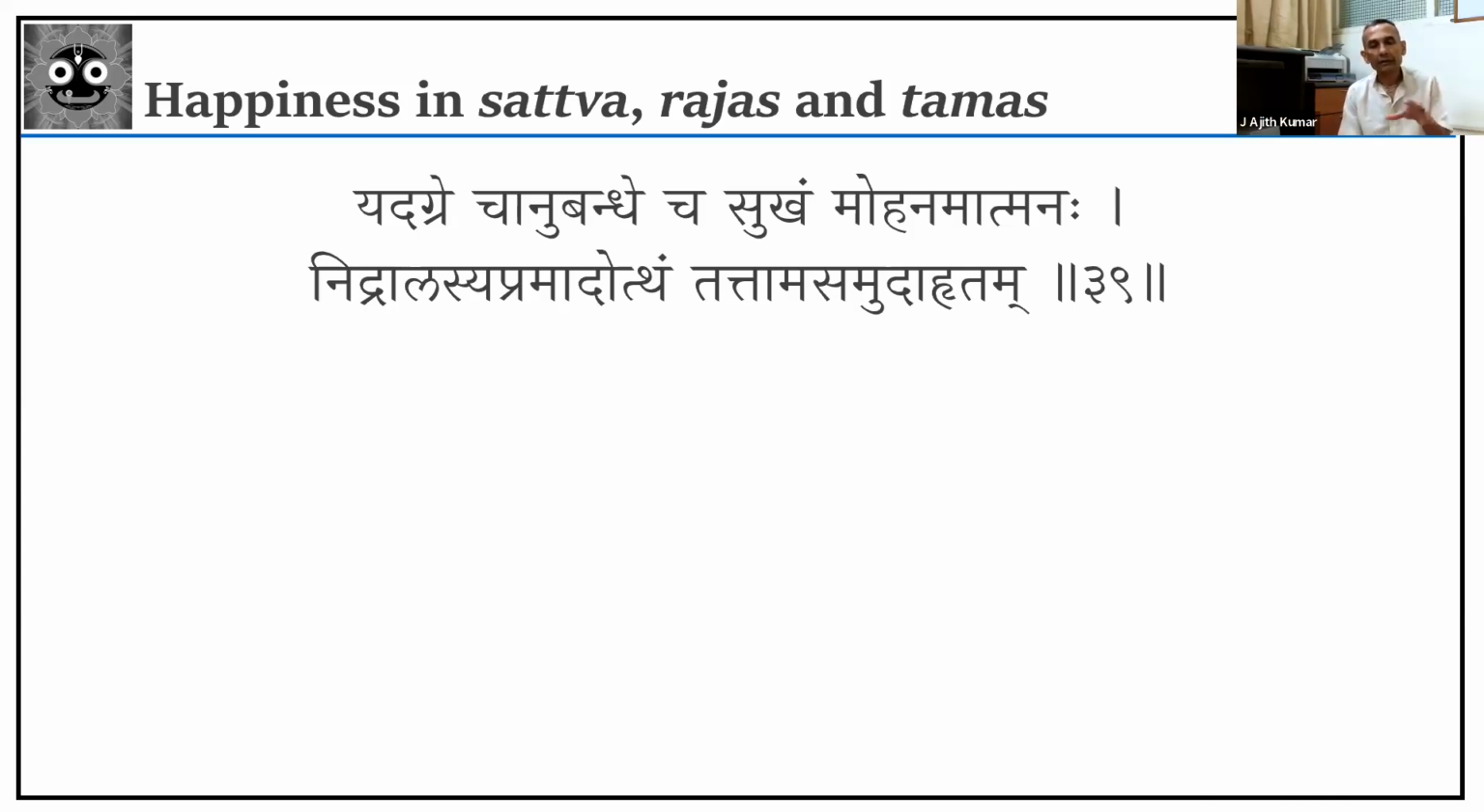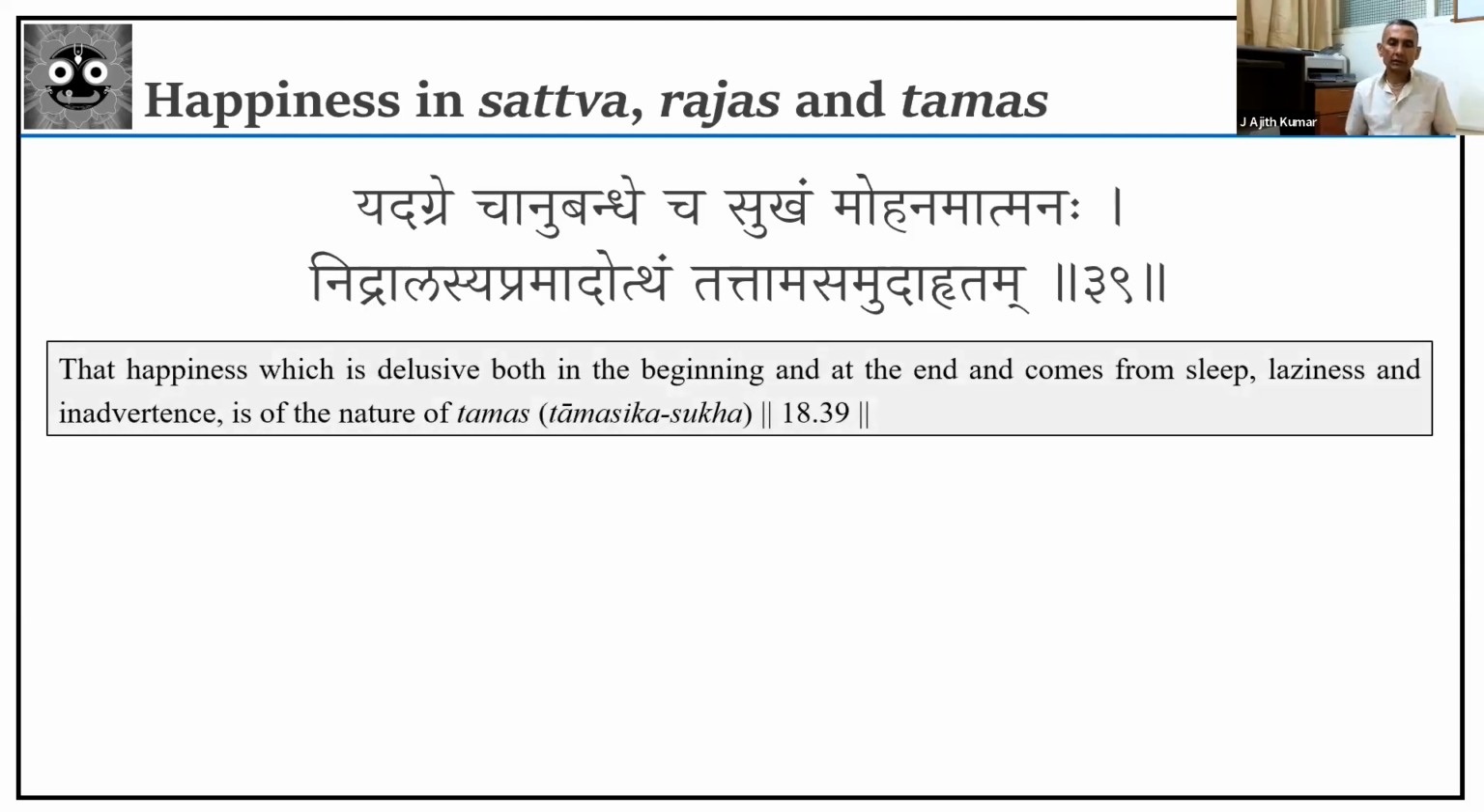But what happens? It's very elusive. And eventually it gets us into very deep trouble, right? We don't end up going anywhere, and our happiness is very short-lived. And it is neither happiness in the beginning nor happiness in the end. Okay, in Rajas, at least you had something that looked like happiness in the beginning. It appeared like poison only later. But in Tamas, it's only elusive happiness. It's no happiness at all. It's misery throughout. So that happiness, which is delusive both in the beginning and at the end, and comes from sleep, laziness, inadvertence, or negligence, is of the nature of tamas, tamasika sukha.